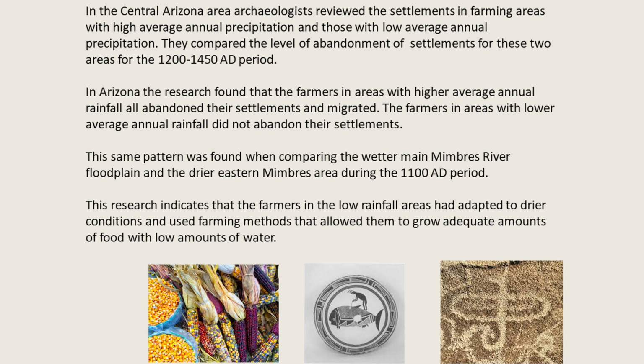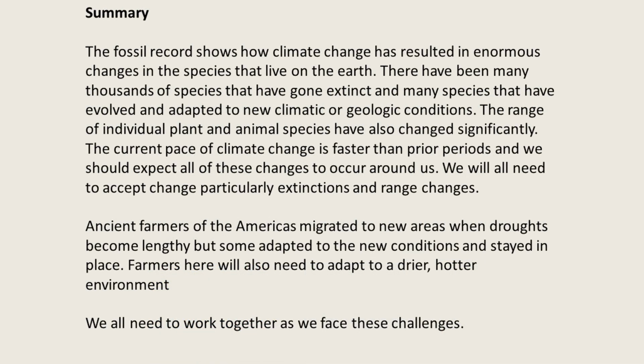Okay, so the summary. The fossil record shows how climate change has resulted in enormous changes in the species that live on the Earth. There have been many thousands of species that have gone extinct and many species that have evolved and adapted to the new climatic or geologic conditions. The range of individual plant and animal species have also changed significantly. The current pace of climate change is faster than prior periods, and we should all expect all of these changes to occur around us. We will all need to accept change, particularly extinction and range changes.